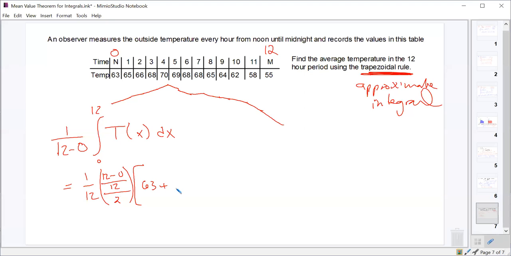And then what goes next? 2 times the temperature at 1, plus 2 times the next one, and so on. So we get to 2 times the second to last one, and then 1 times the very last one. So we end up with 1/24th of whatever this comes out to be. And I'm sure you've all been furiously typing it into your calculators already, right? So what do you get when you do that?